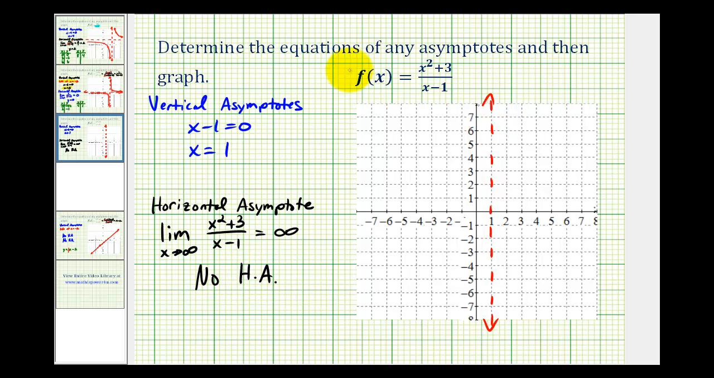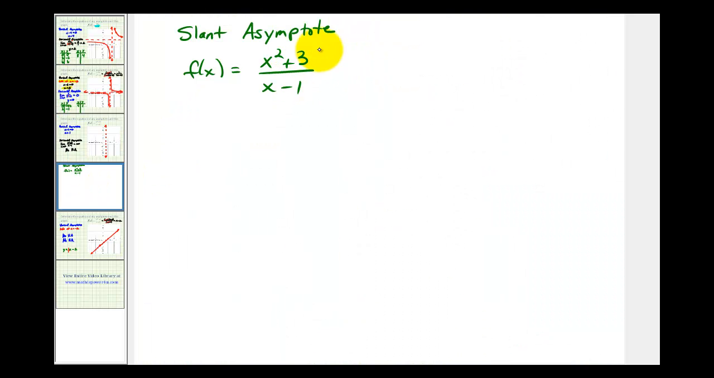However, since the degree of the numerator is 1 degree higher than the degree of the denominator, this function is going to have a slant or oblique asymptote. So to determine the slant asymptote, we have to perform this division. So let's go ahead and do that on the next page. So we'll write this quotient as a long division problem. Our dividend is going to be x squared, we'll have a 0 term for x, and our divisor is x minus 1. By performing this division, we'll be able to determine the equation of the slant asymptote.